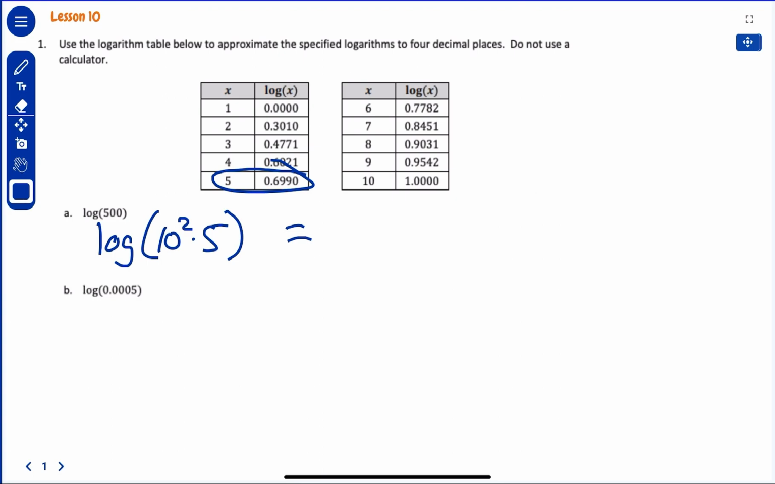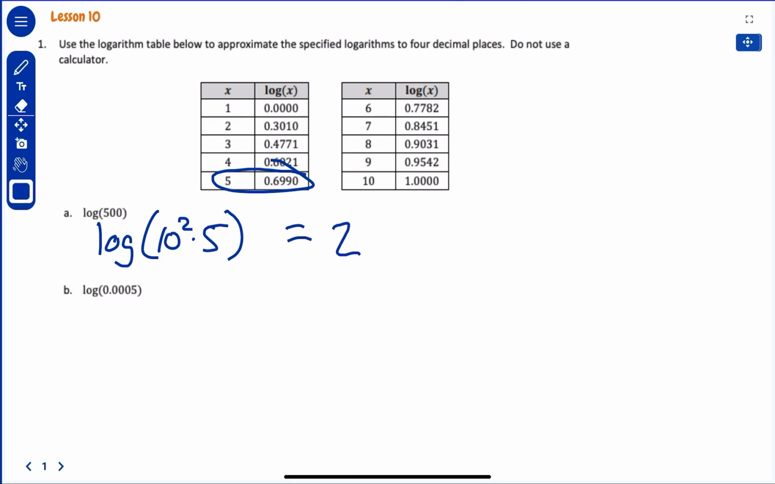If you have log, it's assumed to be base 10 if you don't have anything written there in the subscript. So to what power of 10 do you get 10 squared? Log 10 squared is 2.